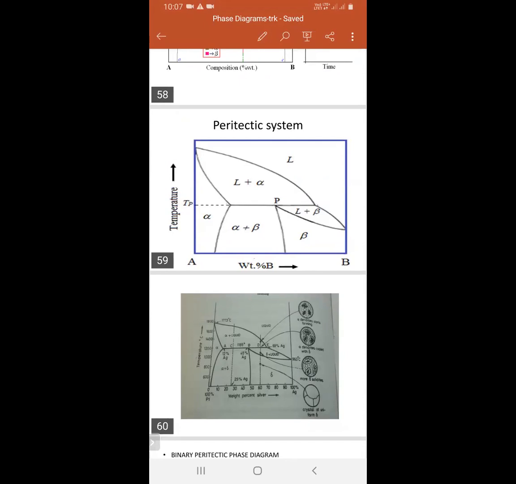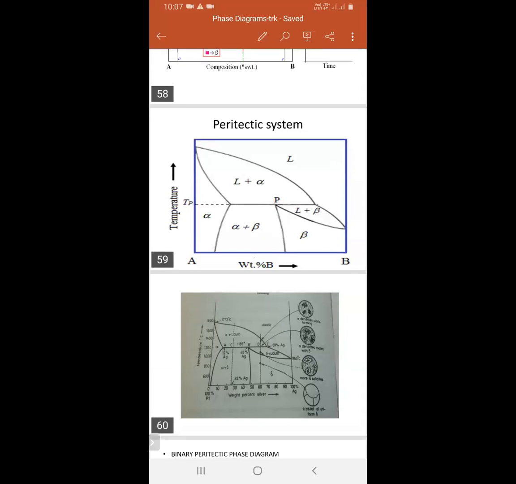Suppose you heat A up to the top, that is the melting point. Here B is the melting point. When you heat the two pure metals beyond their melting point, both will be liquid. Both will form one liquid phase.